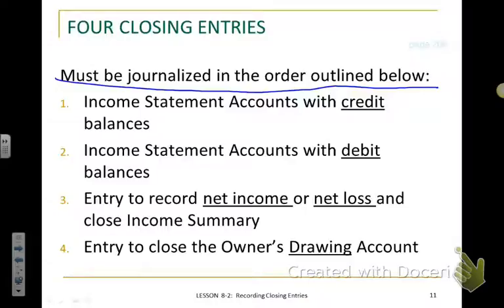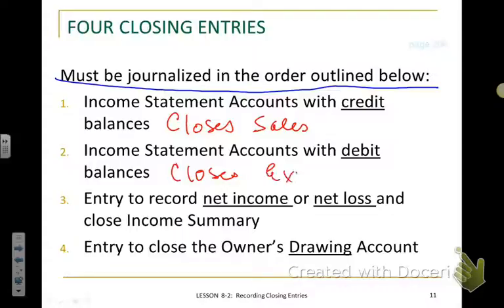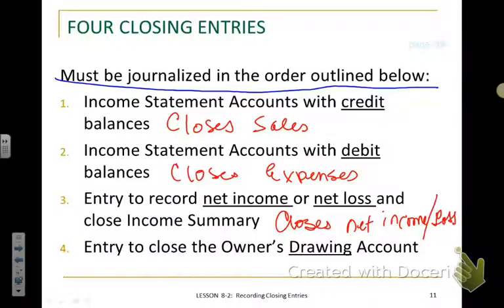And then the fourth step of the closing process is to close your drawing account. So this closes sales, this closes expenses, this closes net income or loss, and this closes drawing. Those are your four closing entries: close sales, close expenses, close net income or loss, and then close drawing. Always, always the same, and in that order.